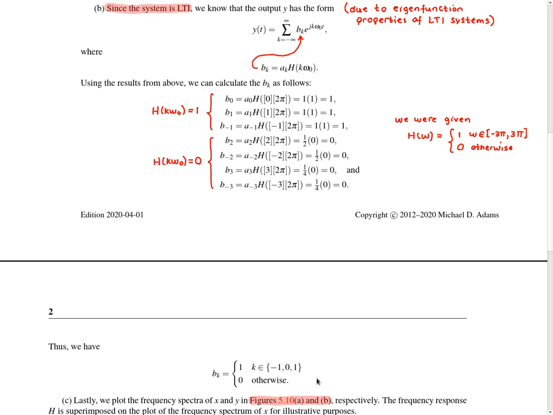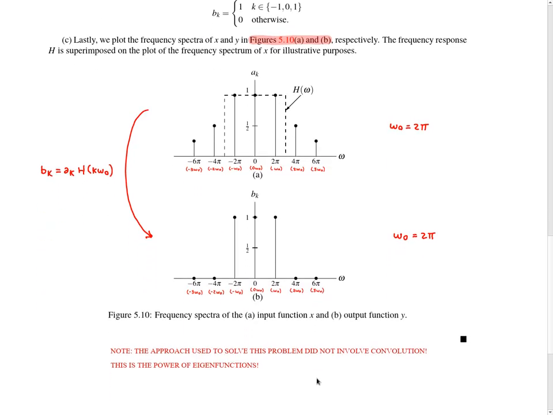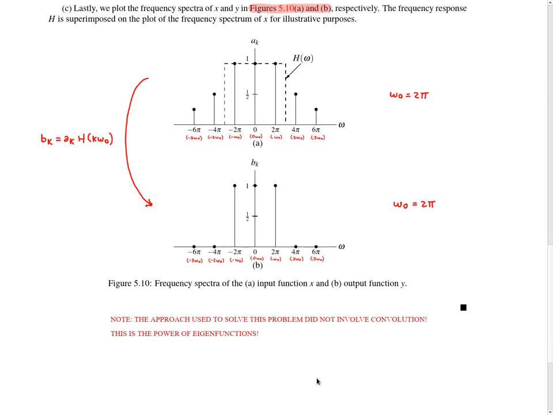So at this point, I'm just going to scroll the solution up so we can see the solution for the last part of the problem. In other words, the solution for part C. So recall that in part C of the example, we're asked to plot the frequency spectra of x and y. So we've already found the frequency spectra of x and y in earlier parts of the example, so we don't need to actually find these spectra at this particular point. We just need to plot them.